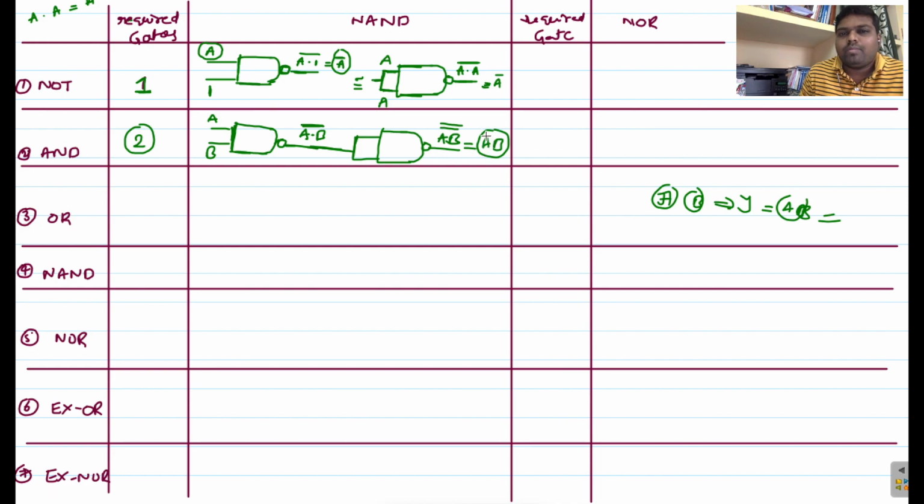So in order to implement this AND logic, how many NAND gates are used? Two NAND gates are used here, right? So this is about realization of AND with NAND logic, right? So next, OR logic.